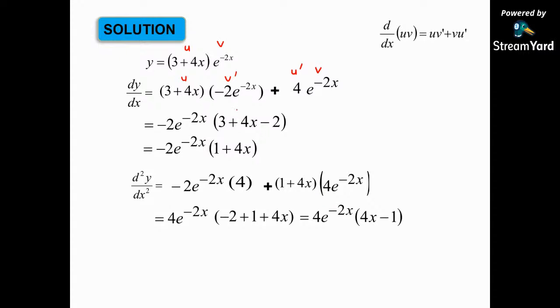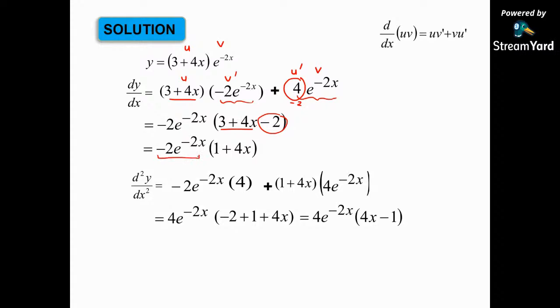Okay, so now we factorize out negative 2e to the power of negative 2x because we do have something in common for both terms. So I take out negative 2e to the power of negative 2x. So we have 3 plus 4x here. And then for this one, since I already took out negative 2, that means I have another negative 2 in. So we got 3 plus 4x minus 2. So this is 1 plus 4x, multiplied with negative 2e to the power of negative 2x.